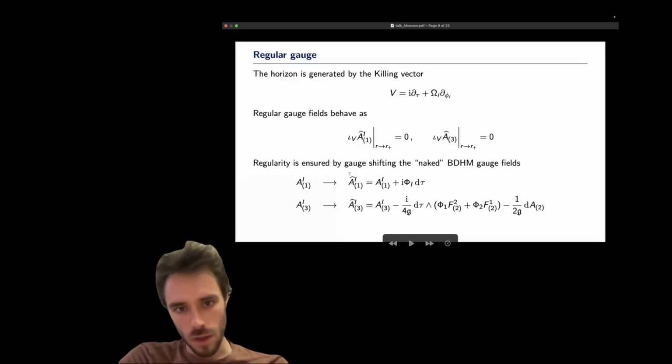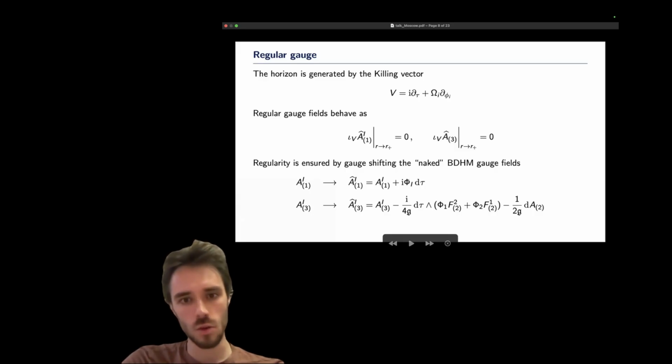Properly regular gauge fields are not these. Instead, you have to gauge shift them. So phi here is a constant. This is what originally the gauge field 1 was, and now this is the new gauge shifted gauge field, which is denoted by a hat, and it is regular.